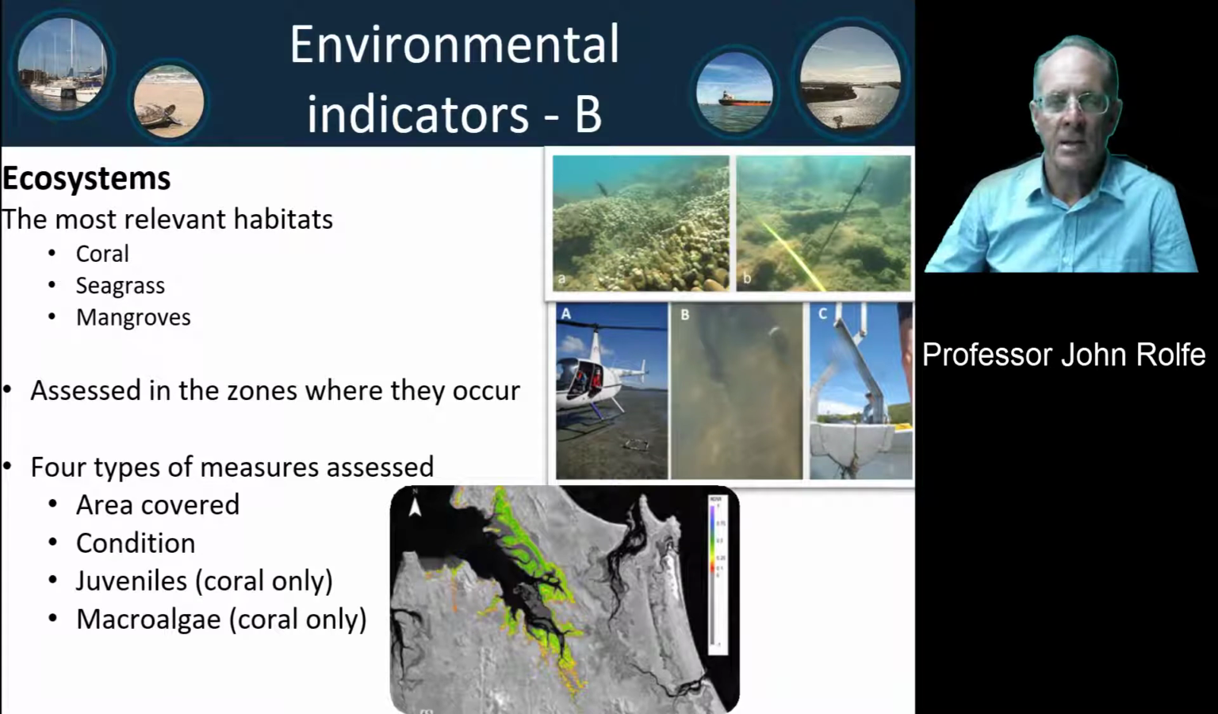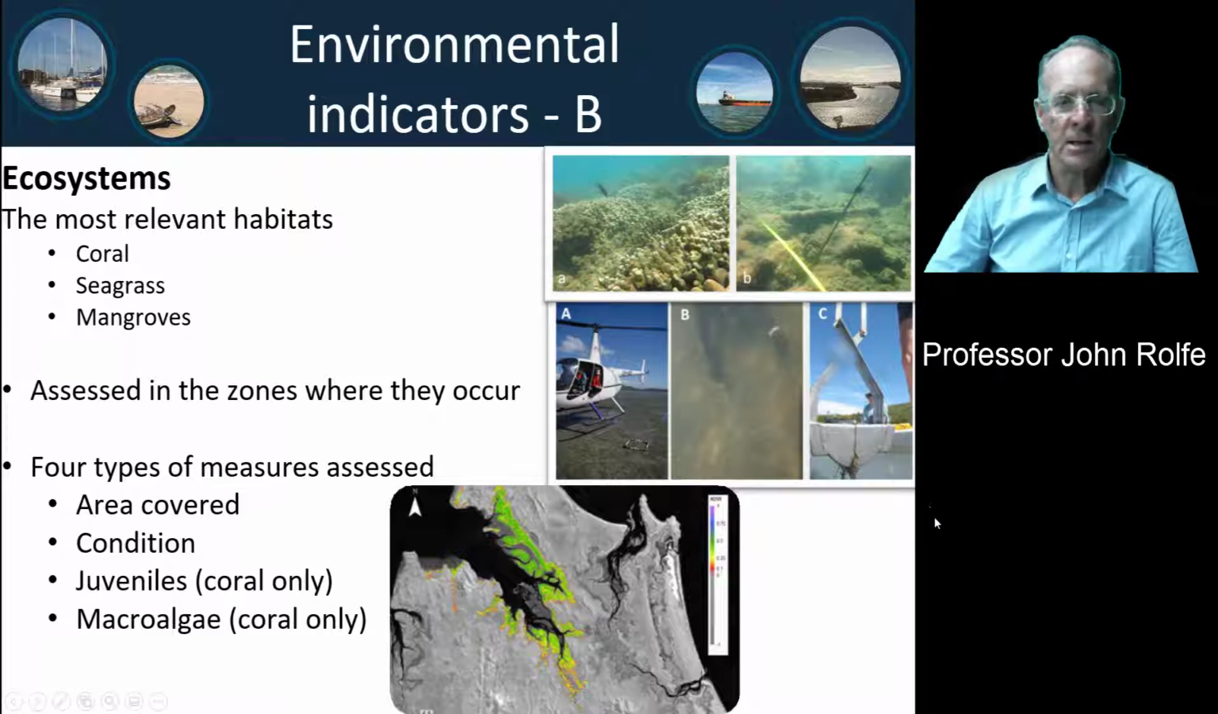In the second lot of environmental indicators, ecosystems are assessed. This includes assessments of corals, seagrass and mangroves. They're assessed in the zones where they occur. So for instance, corals are assessed in 2 zones and seagrass in 6 zones and mangroves in all the zones.